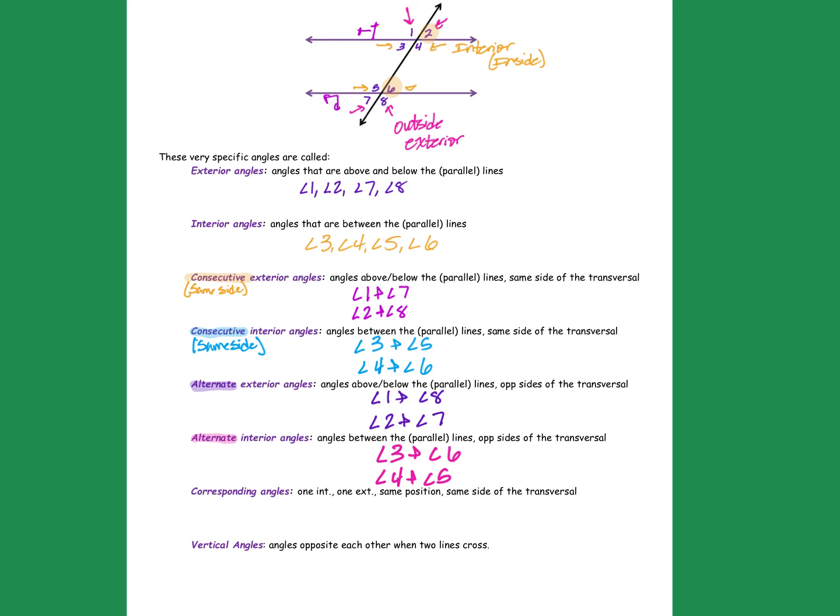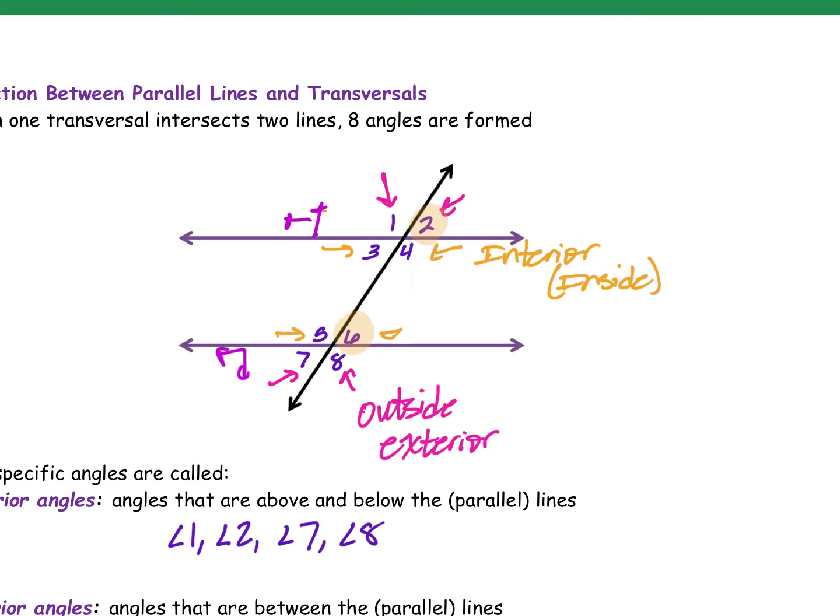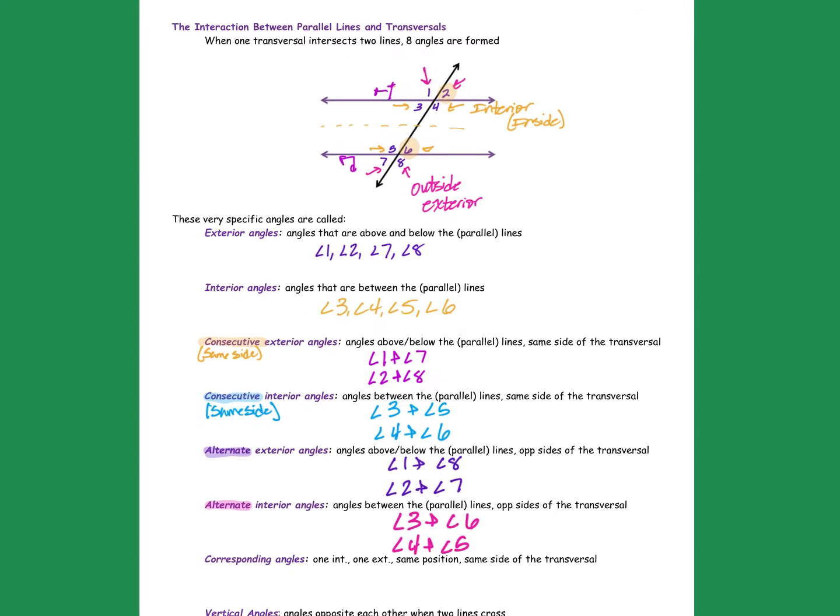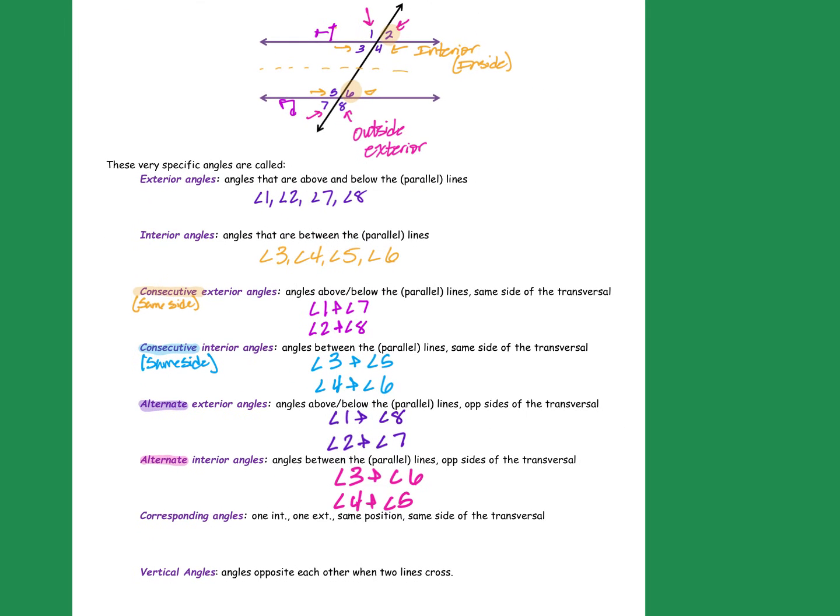Notice, if I could, I'm going to blow this up a little bit. If I could cut this in half right here, and then slide it down, and I put it there, 2 and 6 would be the same angle, right? Wouldn't they be equal to each other? Yeah. So that's what corresponding means. They're the same angle, just in a different position. Does that make sense?